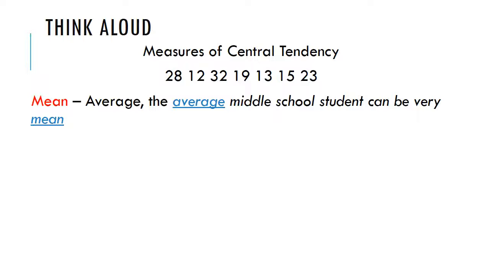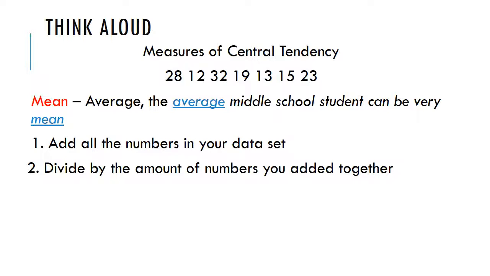There are two steps to find the mean or average. The first step is to add all the numbers in your data set, and the second step is to divide by the amount of numbers you added together. Please make sure you write this down or highlight it in your handout.